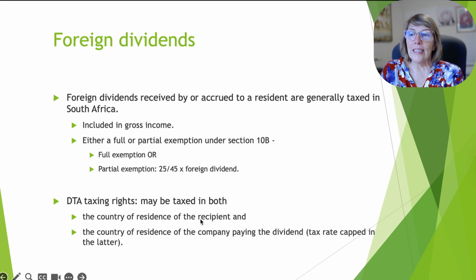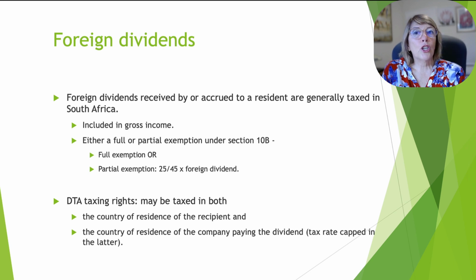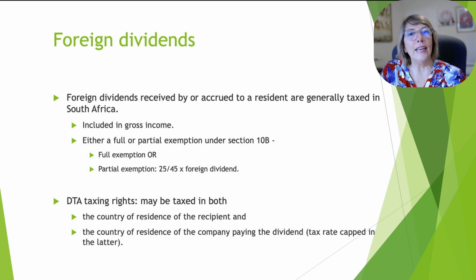Now, it may be taxed in both the country of residence and the source country, the country where the company paying the dividend is based. It depends on the wording of the double tax agreement. But if it's taxed in both countries, similar to what we saw with interest, the dividend that's flowing from a company in another country like the UK or Mauritius, all right, there will be a dividend withholding tax, and that will be capped at a certain rate.